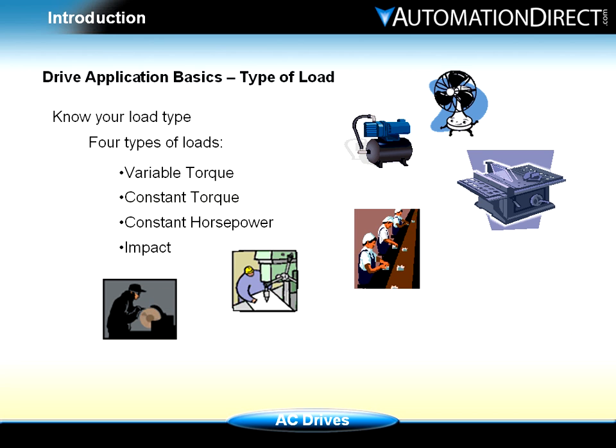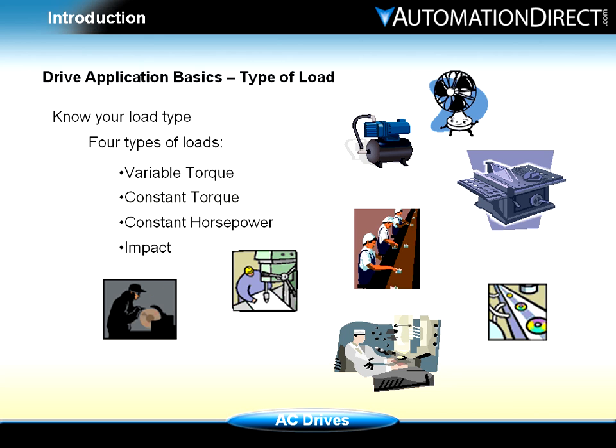Impact loads, which are intermittent and the amount of torque is not a function of the speed. The drive system typically drives a flywheel, which in turn delivers the energy to the load. Some example applications are punch presses, crushers, and shears.